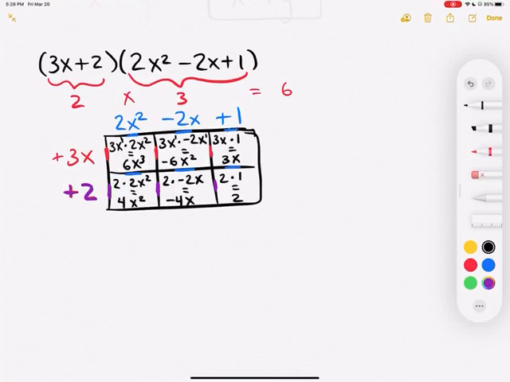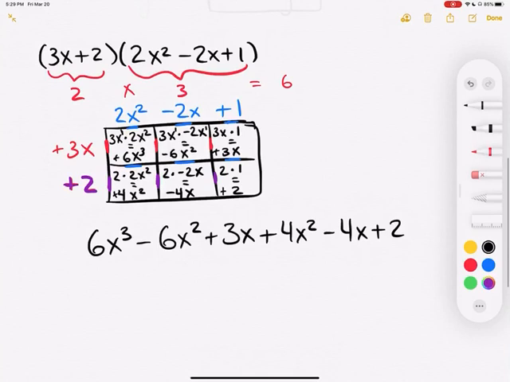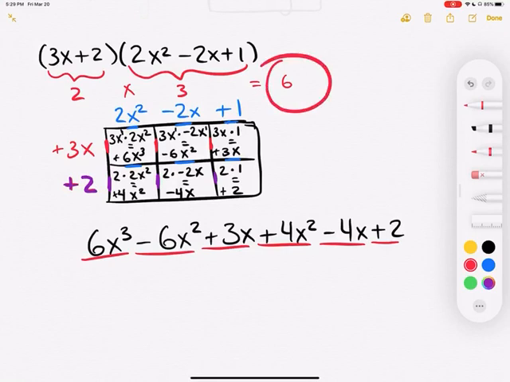So if I write all of my resulting areas, of course, I might be able to combine like terms here and there. So let's take a look at it. The first area, that's 6x to the power of 3, minus 6x squared. The third area is positive 3x. The fourth area is positive 4x squared. The fifth area is negative 4x. And the last area is positive 2. Remember that if they don't have any signs, you have to assume those are positives. Okay, so at this point, I have 6 terms as I was expecting: 1, 2, 3, 4, 5, 6.